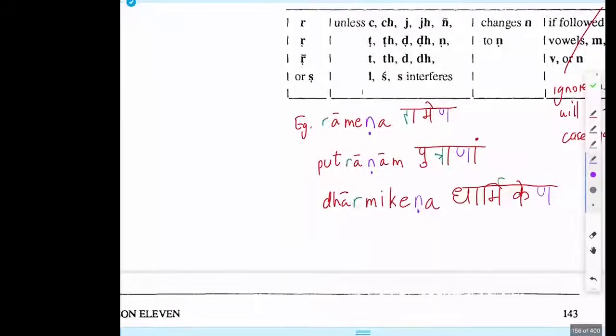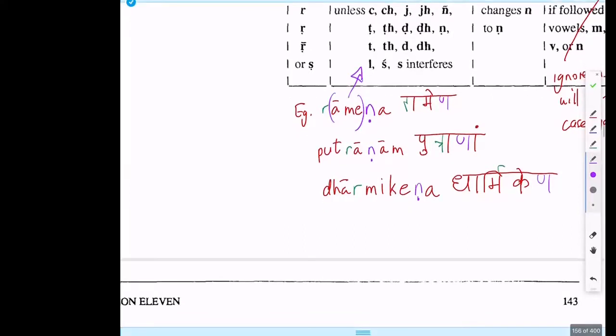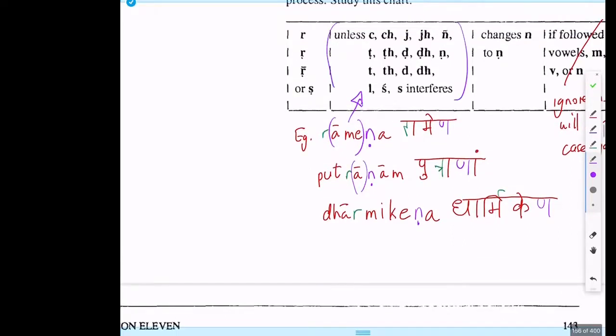Ramena, we know this, right? Ramena with Rama. Now we know why the n is retroflex, because there are no letters in between. There are no saviors in between the r and the n. Again, putranam. This is genitive plural, putranam, of many sons. There's the n retroflex. Why is it retroflex? Because there's an r right before it, and there are no saviors between them. When I say saviors, I'm referring to this table here.